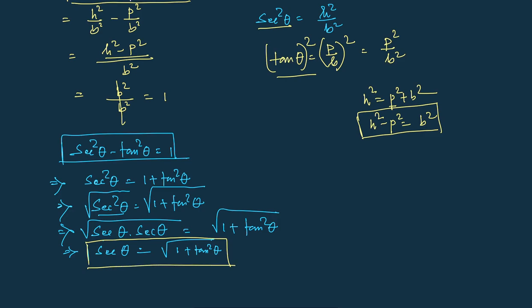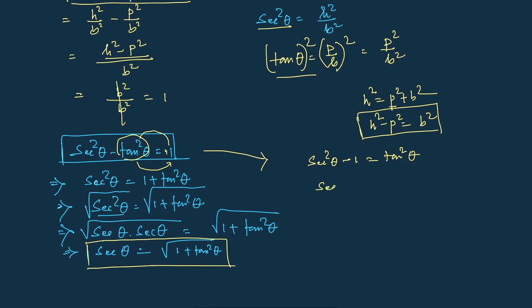So another formula also we can write from this formula again. Sec square theta, this one, if I take this side, and this tan square theta, if I take this side, it becomes sec square theta minus 1 is equal to tan square theta. Then take the square root both sides: the square root of sec square theta minus 1 is equal to tan theta. Okay, this is the answer we have got.